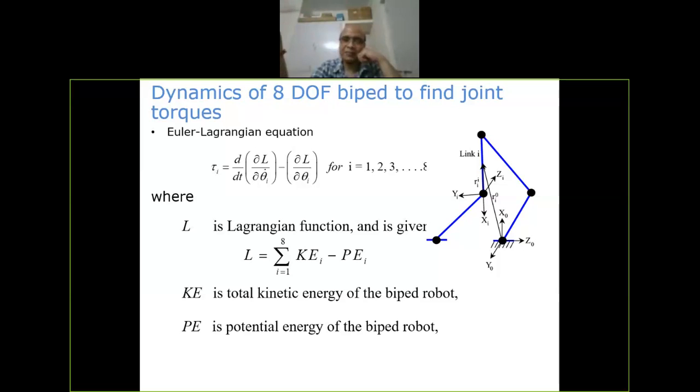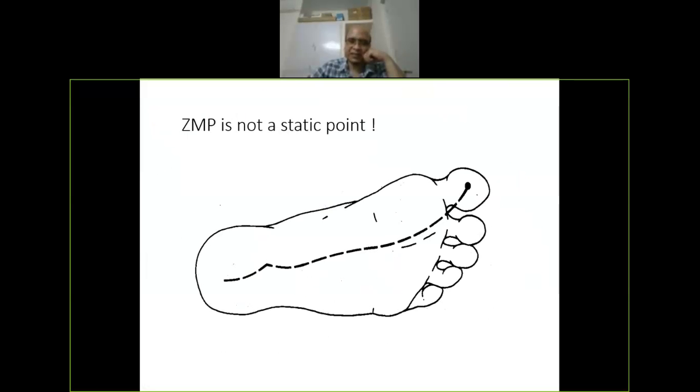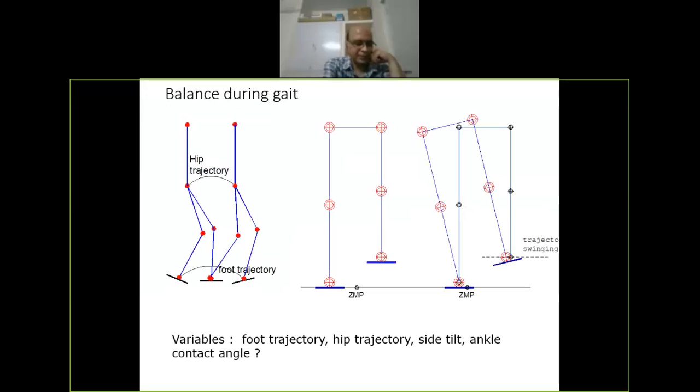And to find the torque at the joint, we can use dynamics, Newton-Euler or Lagrange-Euler, and find the corresponding torques at the joints. So this is Lagrange-Euler, and the equation comes out something like this. For every joint, we can find out what the torque is. If I just repeat again, our genetic algorithm, or in this case we are using GA, is going to generate a large number of foot trajectories and hip trajectories.